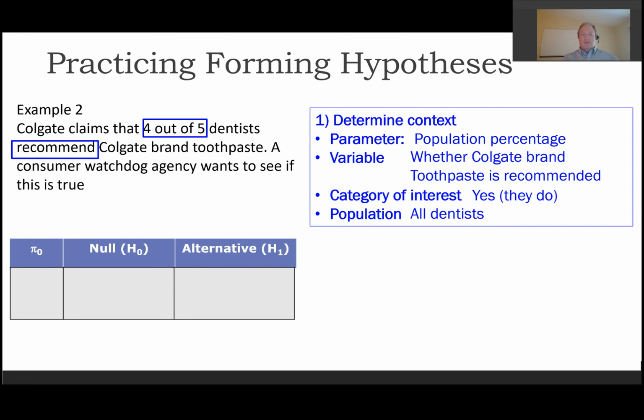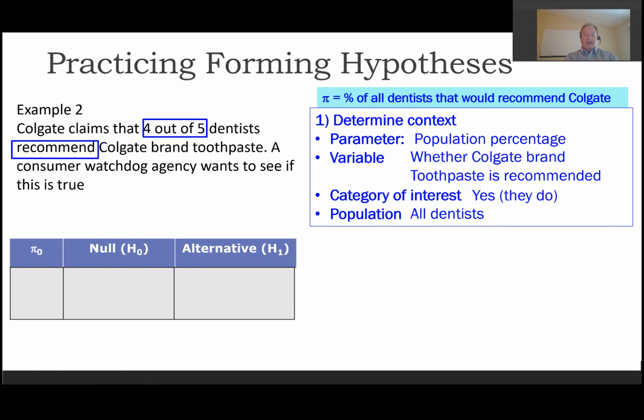So now we're ready to put it together. It goes parameter, population, category of interest. So pi is the percentage of all dentists that would recommend Colgate. I'm going to say a quick word about why this ad is disingenuous. What did Colgate actually do?